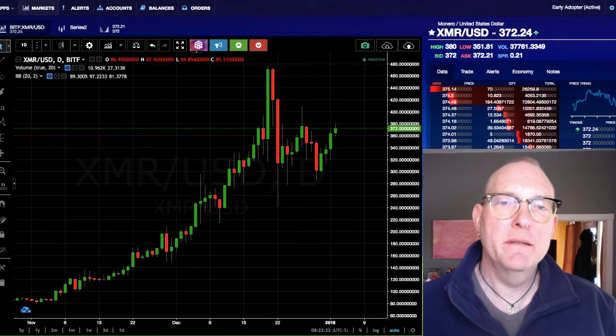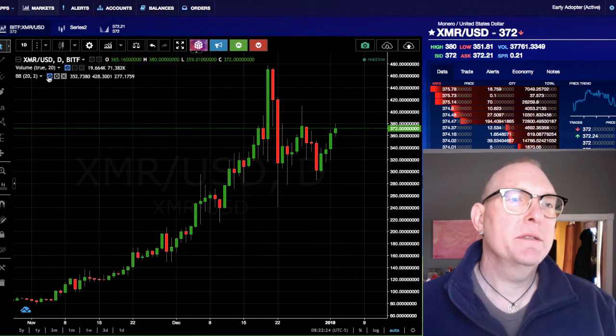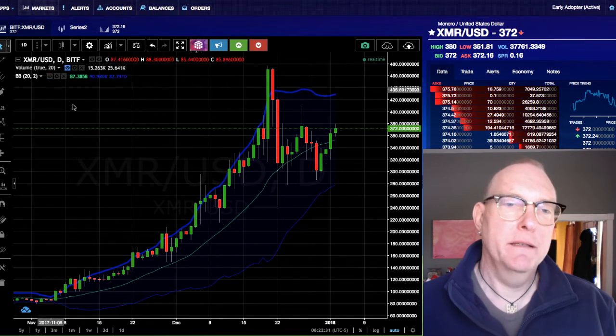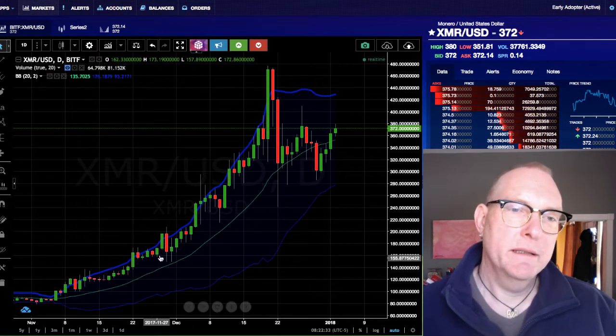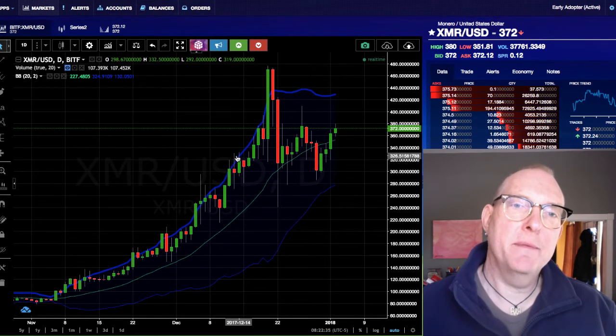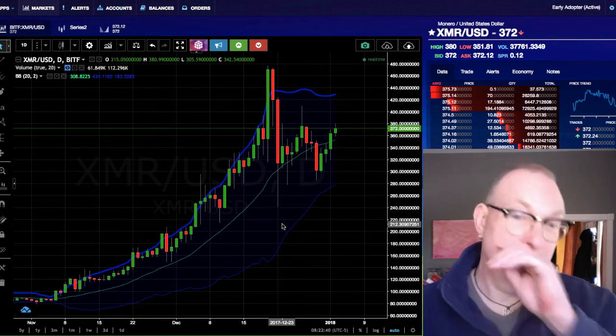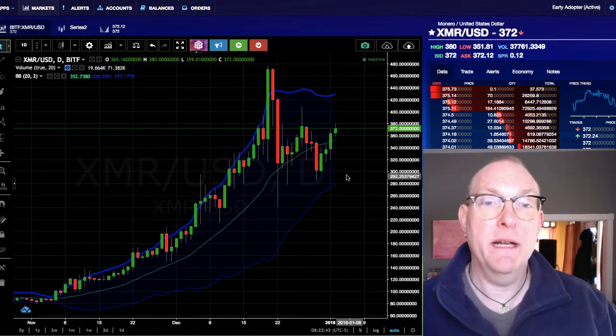XMR Monero. Let's pop the Bollinger Bands on. And we seem to be just a little bit above the middle range. But all along, Monero has been kind of just to the top of this blue line, and it never fell all the way down to the bottom blue line. So that may be good. Some good energy and support.